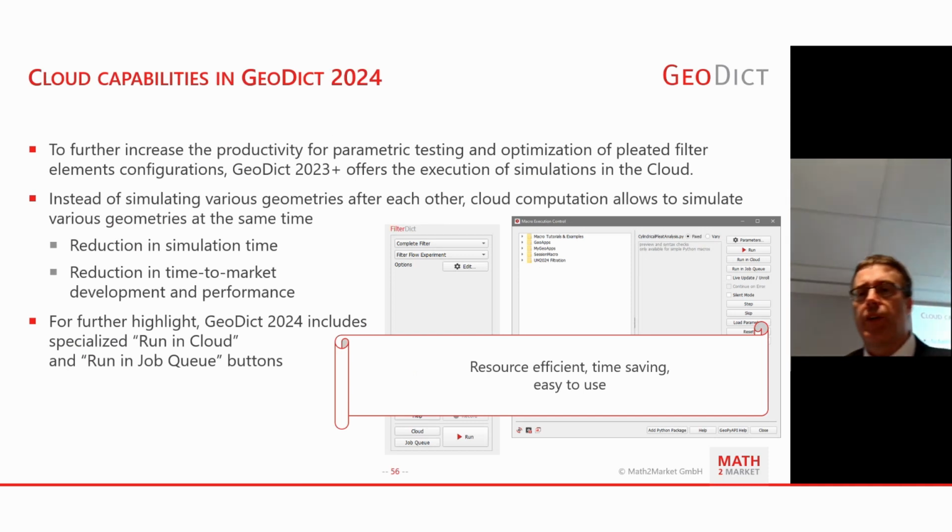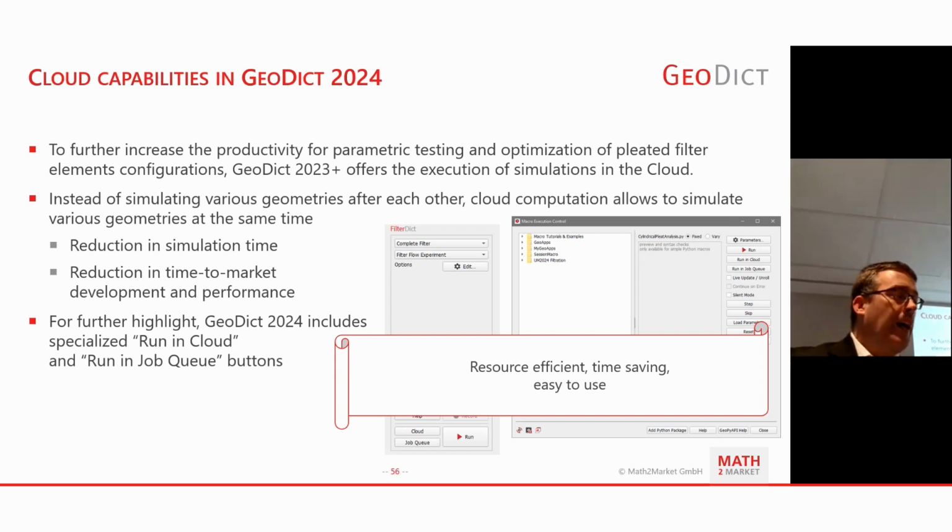To further increase productivity and shorten the simulation times for very large parameter studies, the cloud capabilities from GeoDict 2023 can be used. It has, of course, the advantage that simulations are all performed at the same time, which results in one runtime for all simulations instead of sequentially executing one after another.